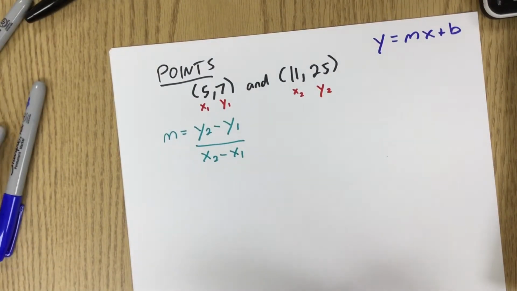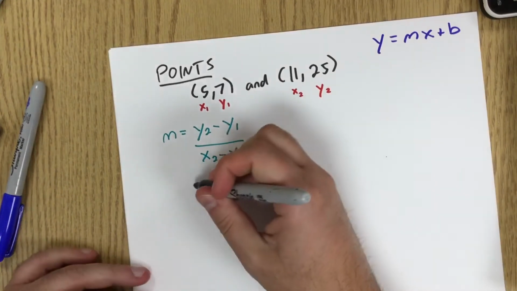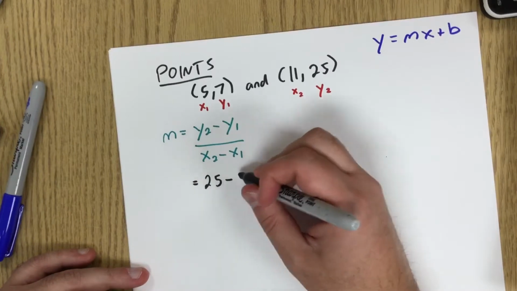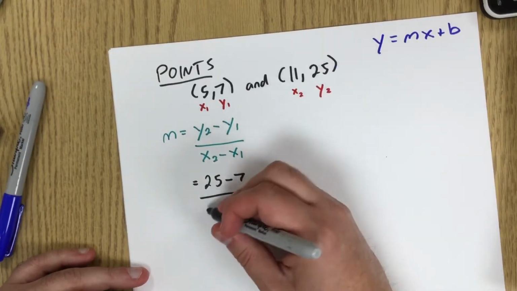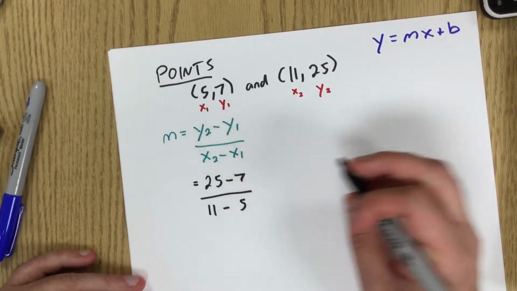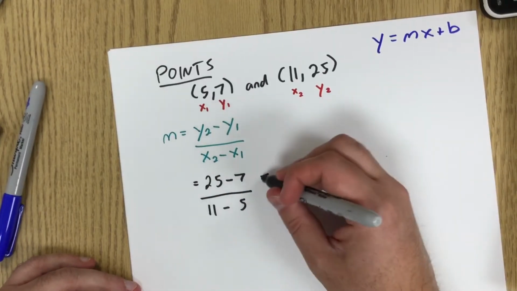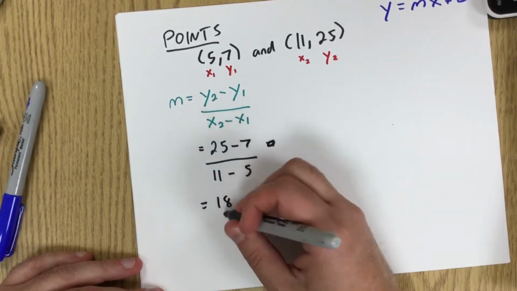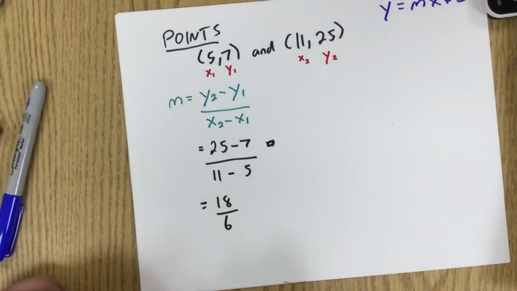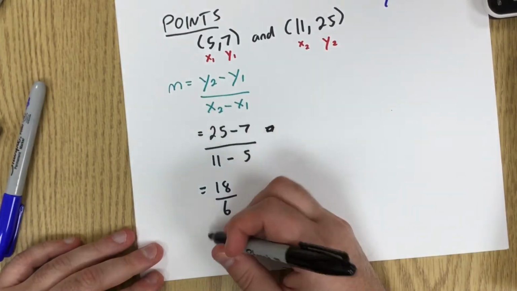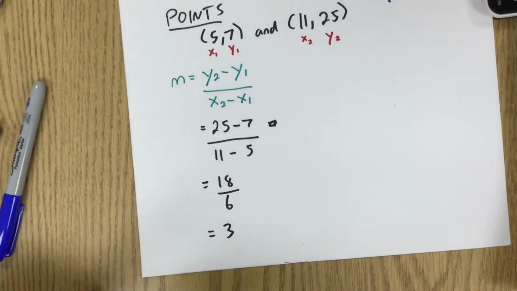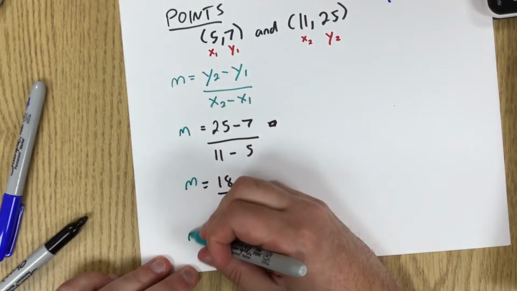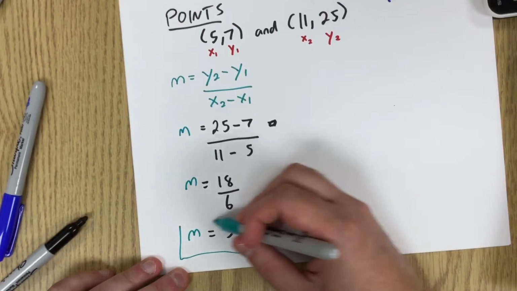So we plug the numbers in, and we get y2 is 25, y1 is 7, x2 is 11, x1 is 5. 25 minus 7 is 18, 11 minus 5 is 6, and 18 over 6 is 3. And as a reminder, this whole time we've been finding the slope. So the slope is 3.